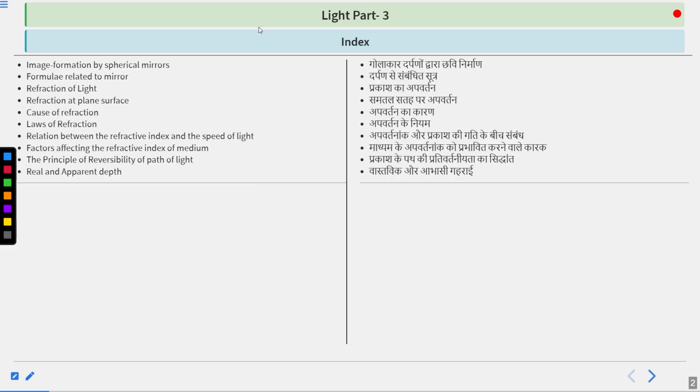So again, let's repeat them. Image formation by spherical mirrors, formulae related to the mirror, refraction of light, refraction at plane surface, cause of refraction, laws of refraction, relation between the refractive index and the speed of light, factors affecting the refractive index of medium, the principle of reversibility of path of light, real and apparent depth. So these are going to be the points of discussion for us in this particular lecture.